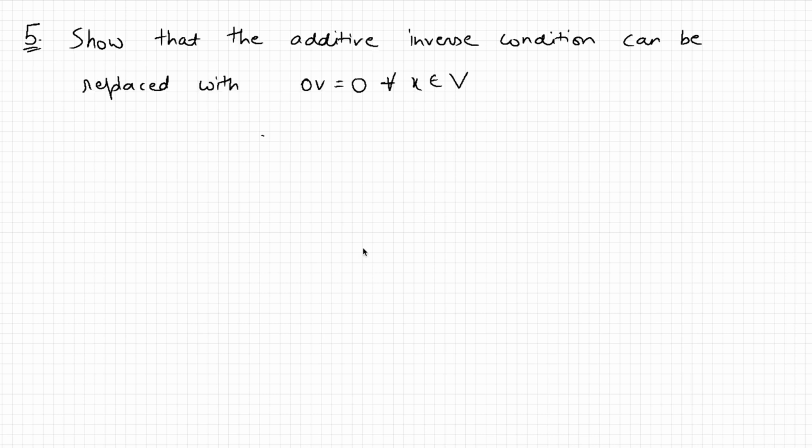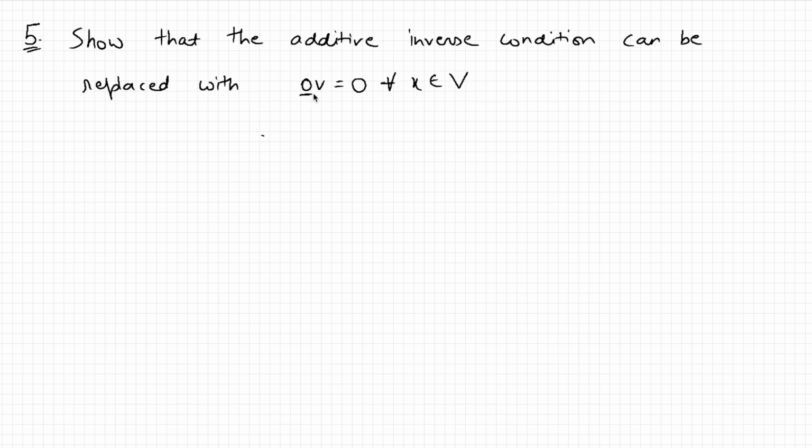Now moving on to the fifth question. It says: show that in the definition of a vector space, the additive inverse condition can be replaced with the condition that 0 times v equals 0 for all v belonging to the vector space V. Here the 0 on the left side is the number 0 and the 0 on the right side is the additive identity of V. A little confusing, right?